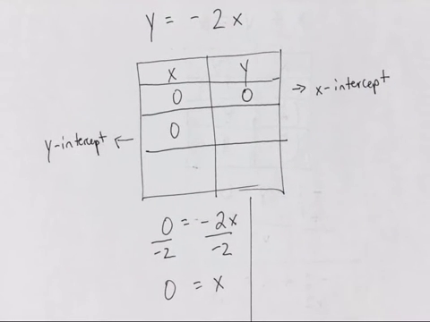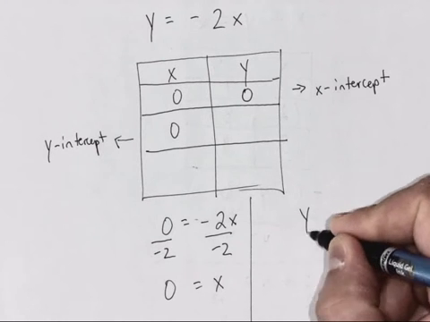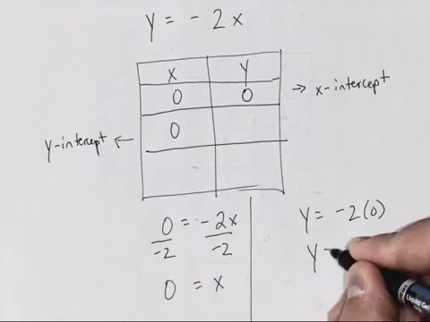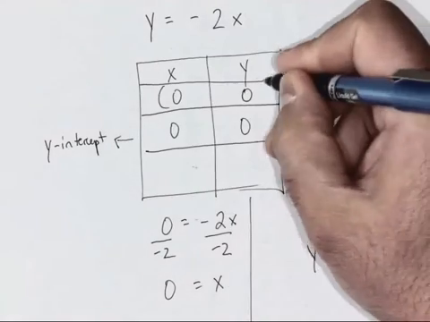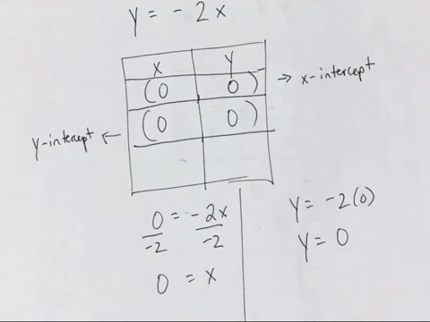Let's find our y-intercept. So let's plug 0 in for x. So when I do that, negative 2 times 0 is 0. Ooh, I get the same thing. Why is that? The x and y-intercept are the same.